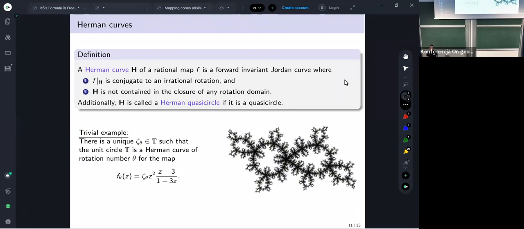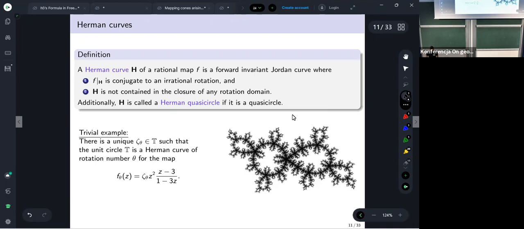So there's a trivial example. Trivial in the sense that there are some Herman curves that we've known for a very long time, and these are simply just a unit circle, or just Euclidean circles in general. The example that I have over here is a cubic Blaschke product, zeta z squared (z minus 3) over (1 minus 3z), and zeta is the unique number in the unit circle such that the unit circle itself is a Herman curve for a certain rotation number theta. So this is the Julia set. As you can identify here, this is the unit circle itself, which is a Herman curve.